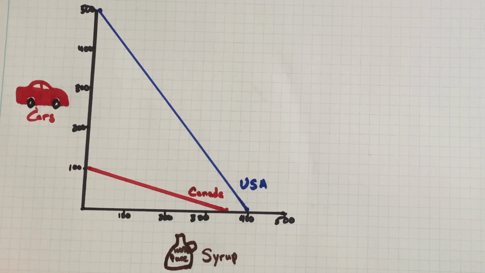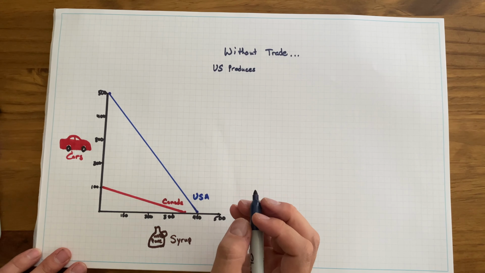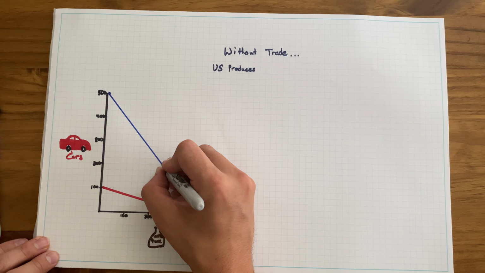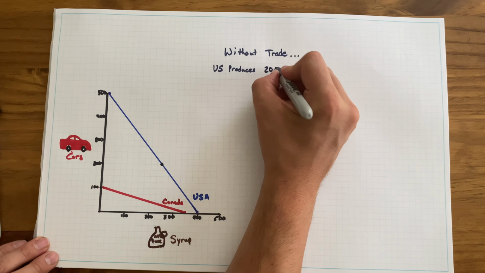So let's take this a step further. Assuming that they choose not to trade, they probably would both produce somewhere in the middle. The United States would produce about 200 cars and 250 units of syrup, while Canada would produce 50 cars and 200 units of syrup. The total production, if they were to do that, of both countries combined, would be 700 units, both cars and syrup.